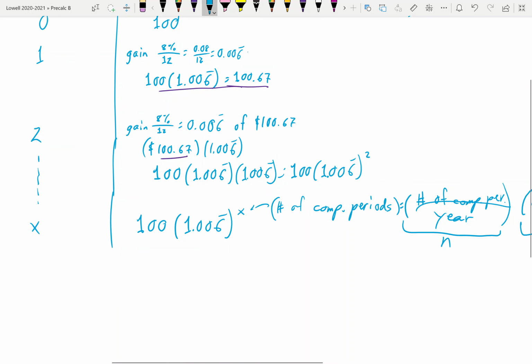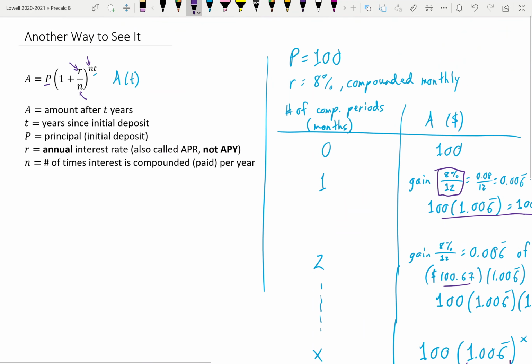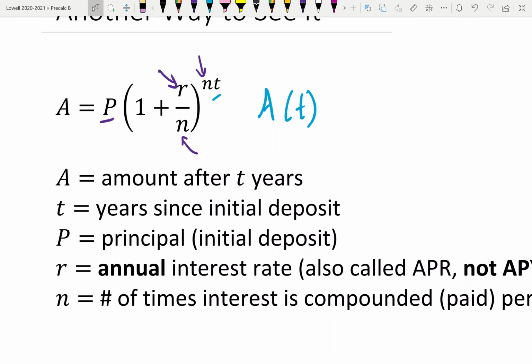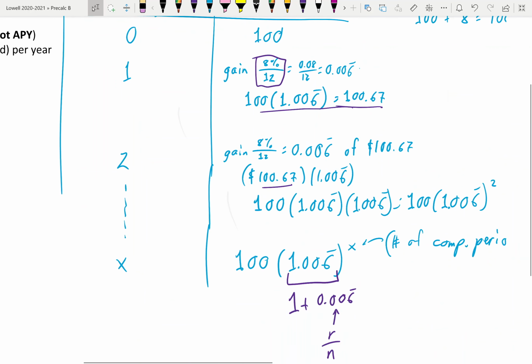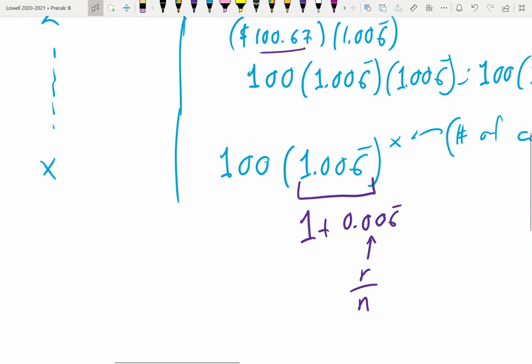If we break this part down here, this is really just 1 plus 0.006, and again, where did that come from? That came from this. This part right here is r over n. And so that's where this formula comes from. So really, this formula is just a more generic version, I suppose. Generic might not be the right word, but it's another way of just writing out this formula right here.